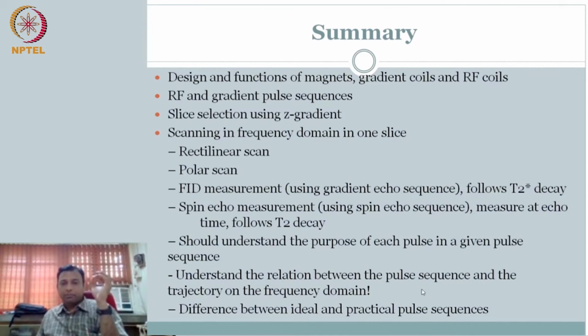Second is the relationship between the pulse sequence and the trajectory in the Fourier domain. Polar sequence or rectilinear, how do you know that from the sequence? I would like you to connect the pulse sequence diagram and the trajectories in the Fourier domain. Of course, last is the difference between your ideal and practical pulse sequence. These three are very critical. If you understand that, you will understand why people rave about MRI as being a be-all end-all modality.